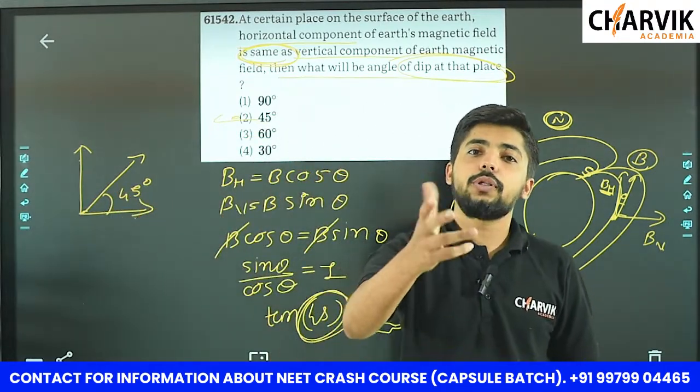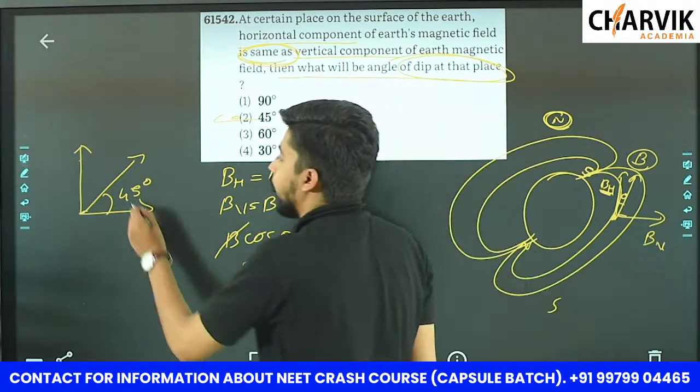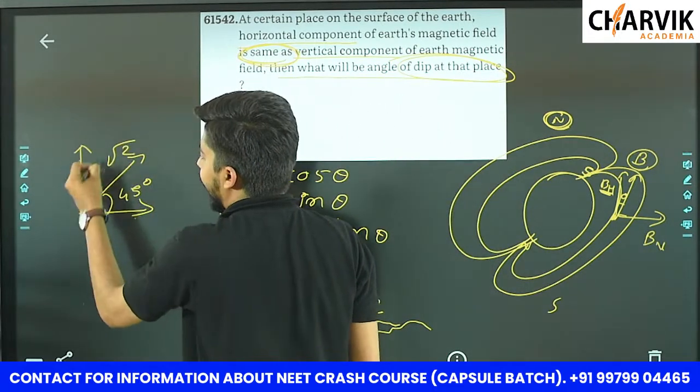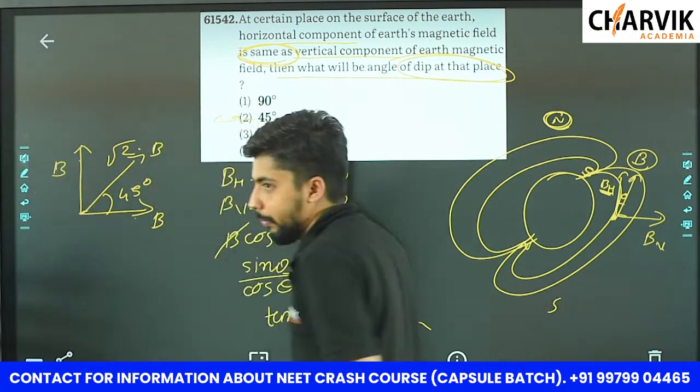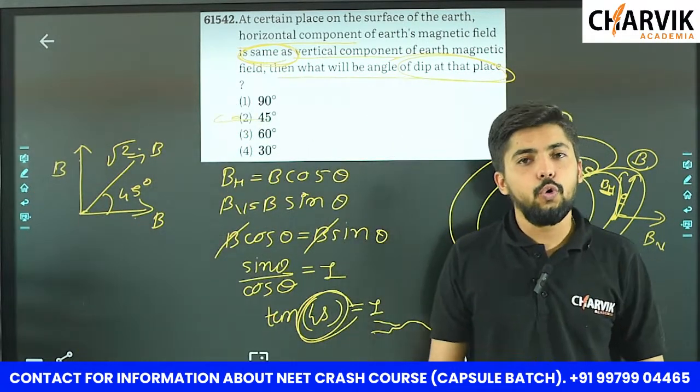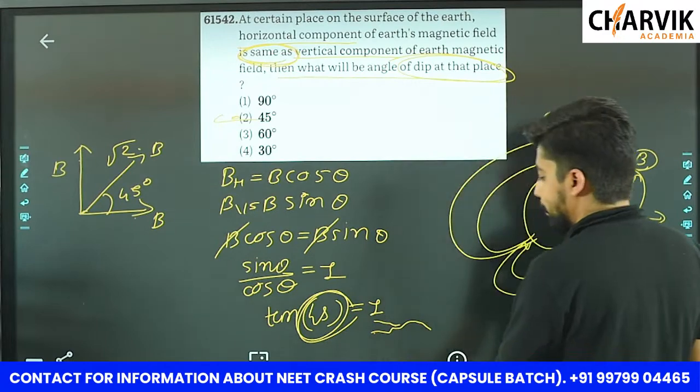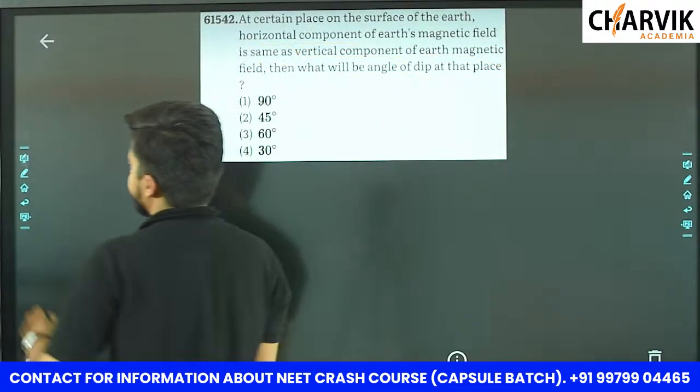What if they ask you the value? They could ask this, and the value will become root 2 times B. Let us say the value of this is B and this is also B. Then the resultant will become root 2 times B. Okay, so let us move to the next question.